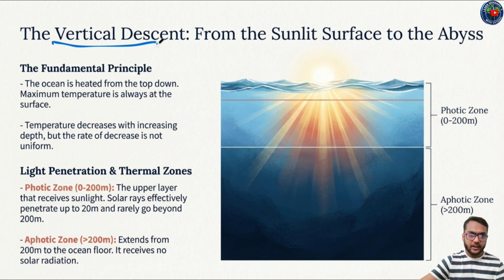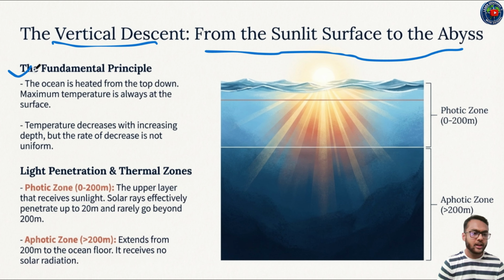Now, the vertical distance from the sunlit surface to the abyss. The fundamental principle is that the ocean is heated from the top down. Maximum temperature is always at the surface because it gets heat directly from insolation. Temperature decreases with increasing depth, but the rate of decrease is not uniform.